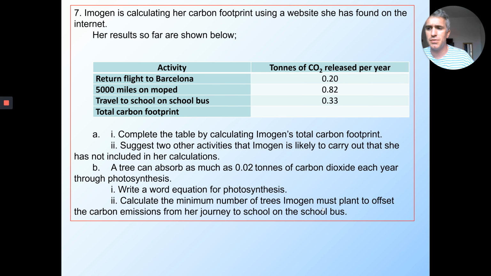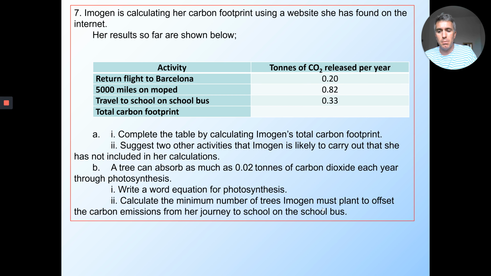And the last activity for today. Imogen is calculating her carbon footprint using a website she has found on the internet. Where else would she find the website? Her results so far are shown below. She took a return flight to Barcelona. It released 0.2 tons of CO2 per year. The 5,000 miles on a moped, 0.82 tons of CO2, and travel to school on a school bus, 0.33 tons of CO2 released per year.